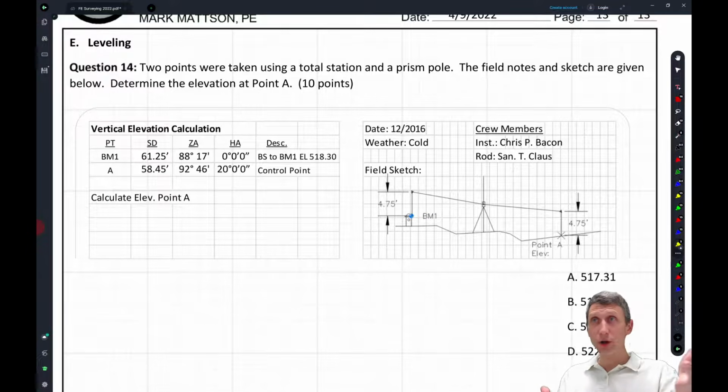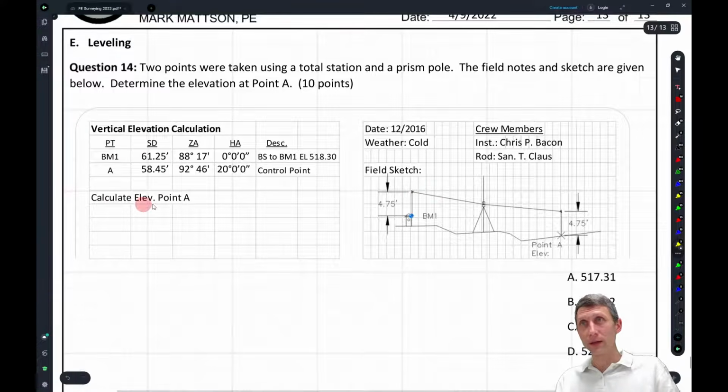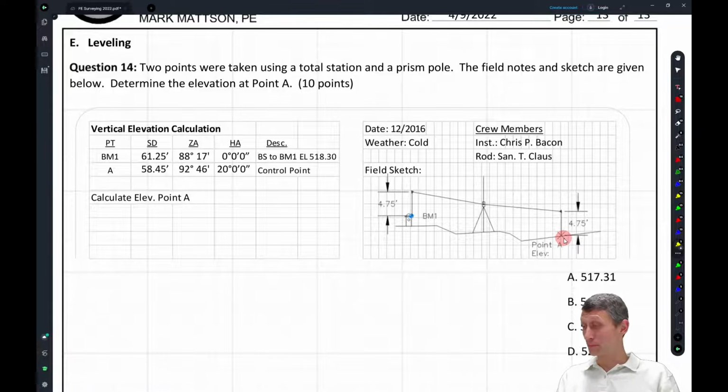So what does that look like here? We set up our total station at a point, we backsight to a benchmark, and then we take a foresight to another point. What's the elevation at this point? Can we figure that out? Hopefully, even if you never use a total station, you don't even know what a total station is, you can still figure this out. A total station just measures distances and angles.